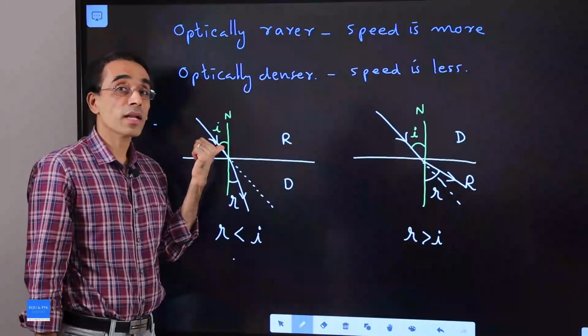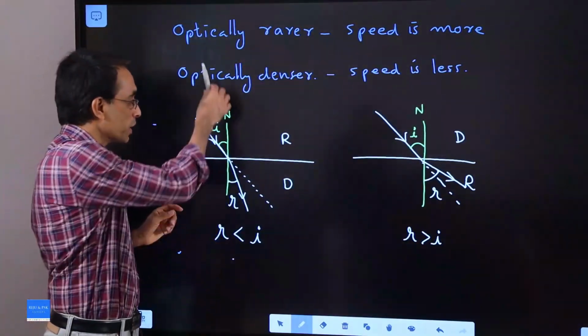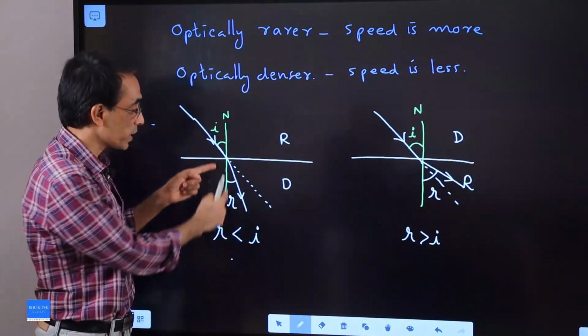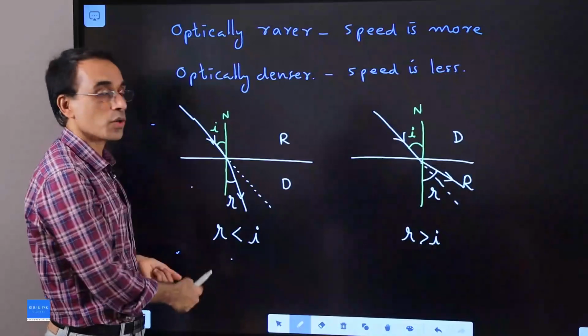What is the angle of incidence? It is the angle between the incident light and the normal. What is the angle of refraction? It is the angle between the refracted light and the normal.